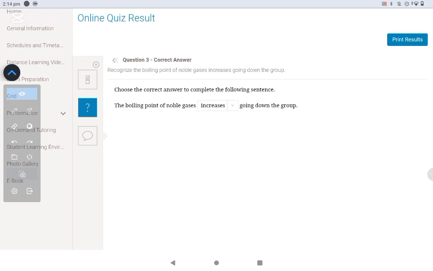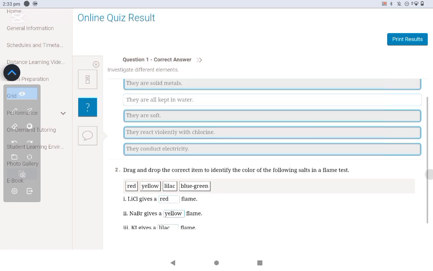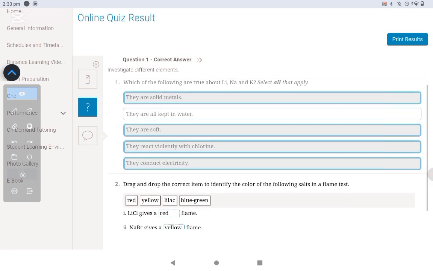The boiling point of noble gases increases going down the group. Yes, like we said before, it increases, not decreases, down the group. Okay, we'll go to 7.5 now. Chapter 7.5 is just a lot of properties and stuff that you need to understand.